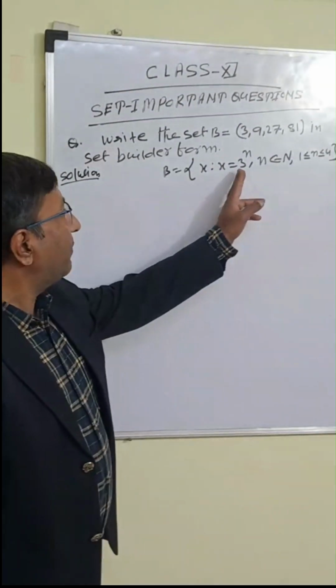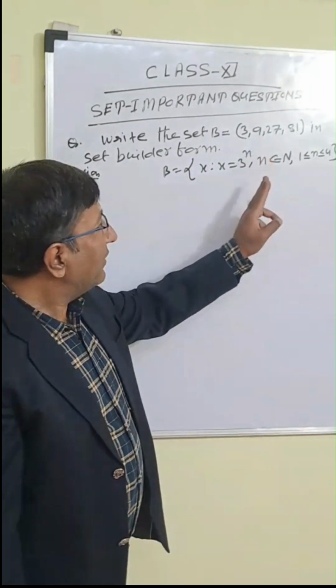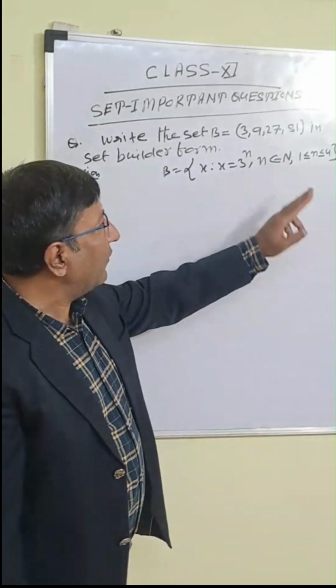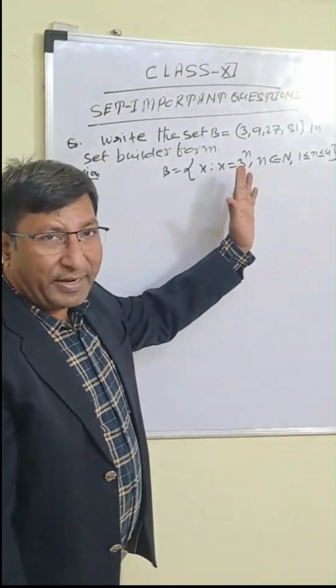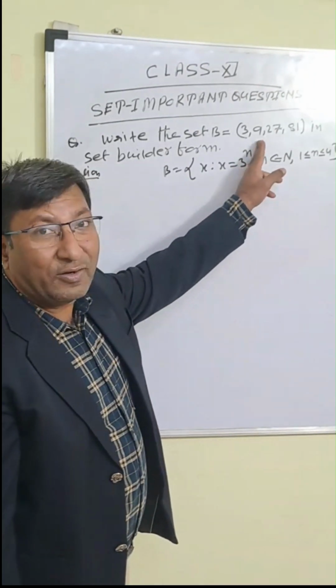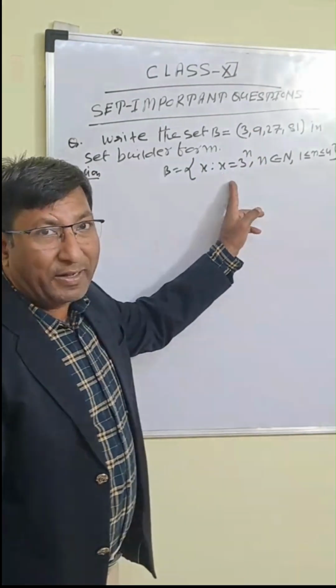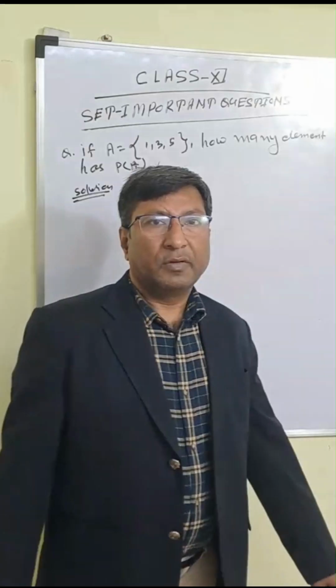So 3 to the power 1 is what? 3. 3 power 2 is what? 9. 3 power 3 is what? 27. 3 power 4 is what? 81. So this is the set builder form, and this is what? Roster form. So this roster form converted to set builder form. This is our right answer.